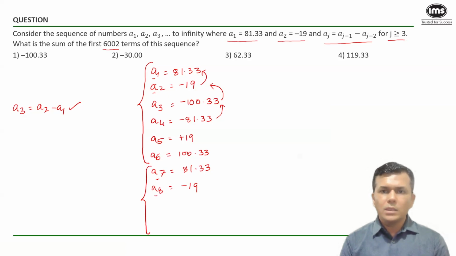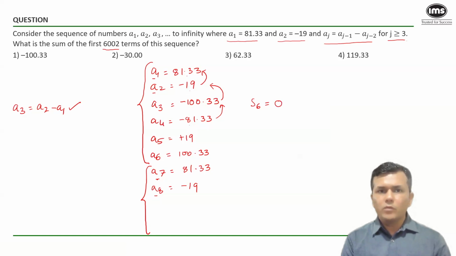What is the internal summation of a cycle? So if I want to find out the summation of these 6 terms of a cycle, which is S6, how much is that? 81.33 and negative 81.33 will cancel each other. Minus 19 plus 19 will cancel each other. And minus 100.33 plus 100.33. So the net summation is 0, right? So I can say that the sum of any 6 consecutive terms of this cycle is 0.